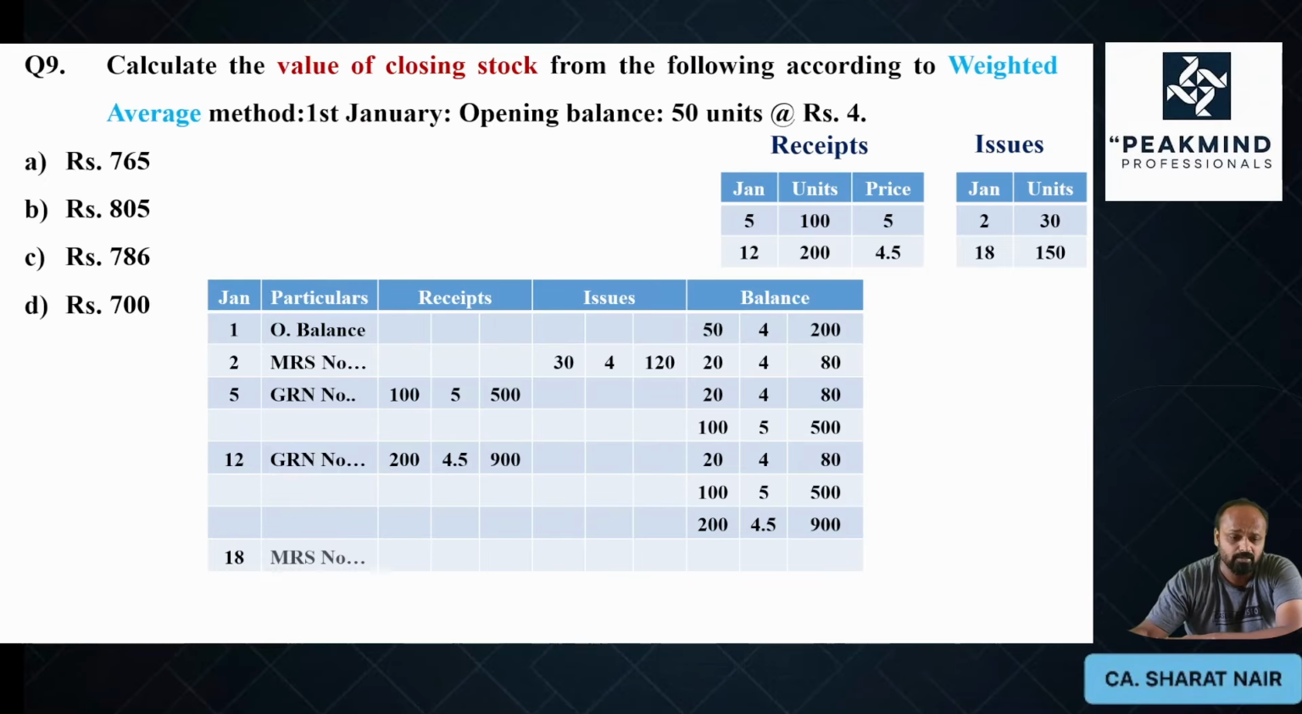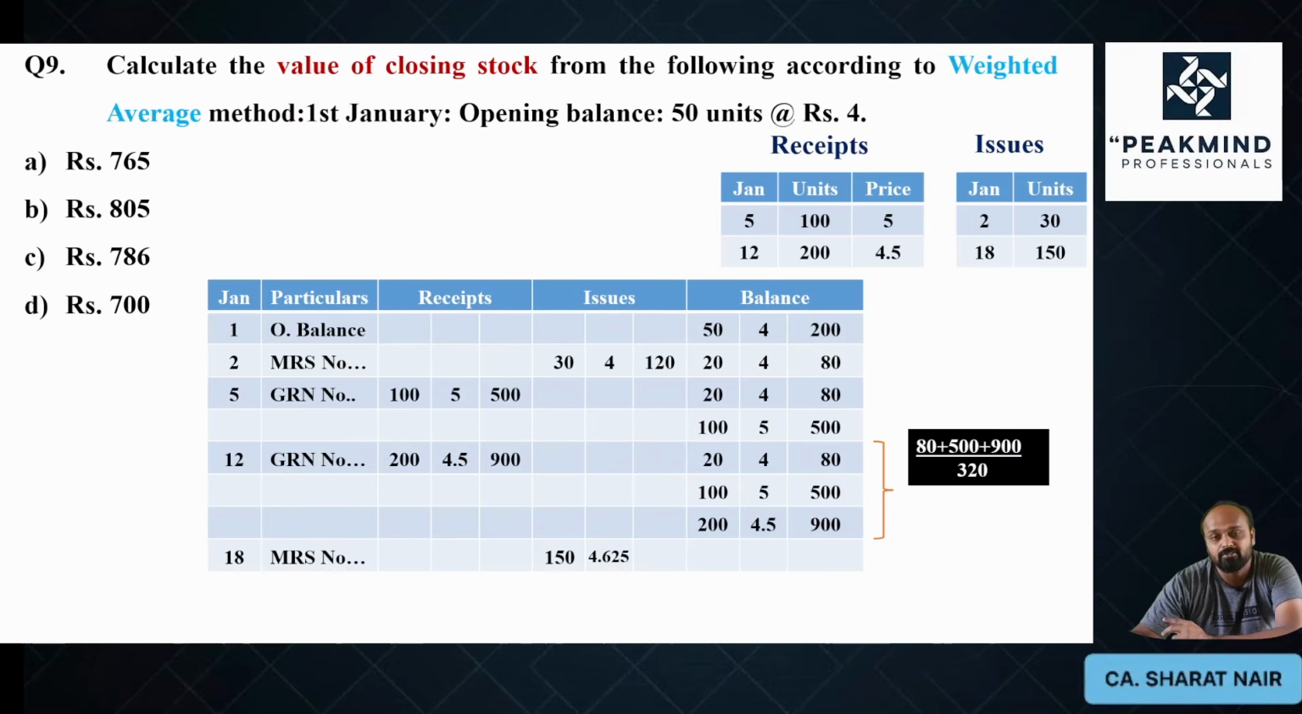On the 18th, what will happen? The material requisition slip comes in. Now 150 quantity has to be taken. Now which price to be taken here? Here we will apply the weighted average price. Now how to compute this weighted average price? You can see the value, which is 80 plus 500 plus 900 divided by the total quantity, which is 20, 100 and 200. By doing that, we will get 4.625. Now that will be the rate which we will use for recording the issue. So 150 into 4.625 is 694.